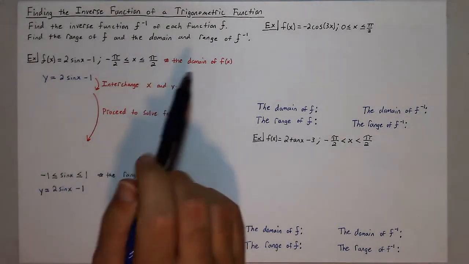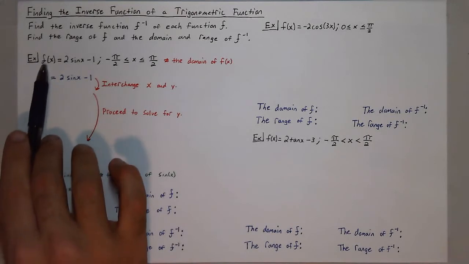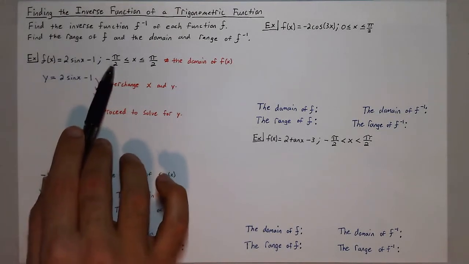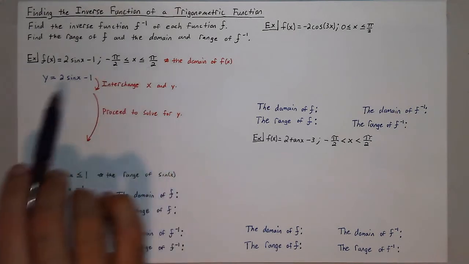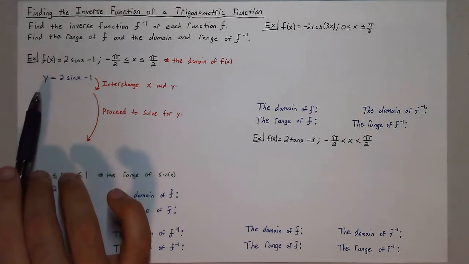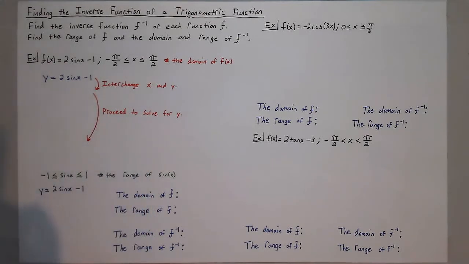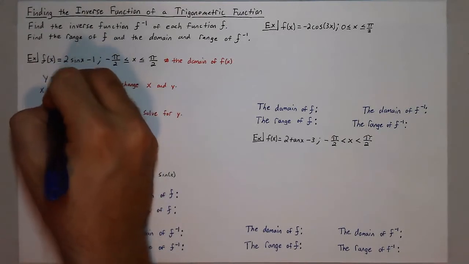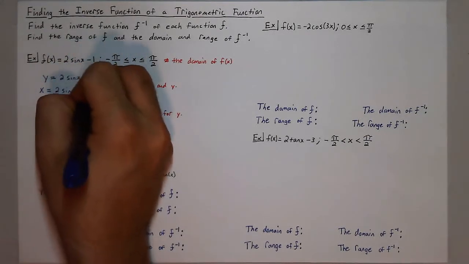So next up, I'm going to be given f of x equal to 2 sine of x minus 1 on the domain of negative pi over 2 to pi over 2. And then I'm going to change f of x to y. So finding an inverse is the same as switching the x inputs and outputs. So whatever was the input of one becomes the output of the other, and vice versa. So that way they are going to be canceling each other out. So first I'm going to interchange the x and the y. So now x is equal to 2 sine of y minus 1.